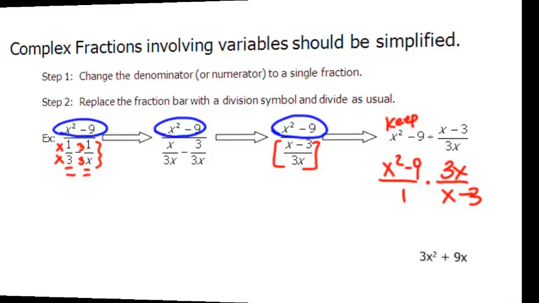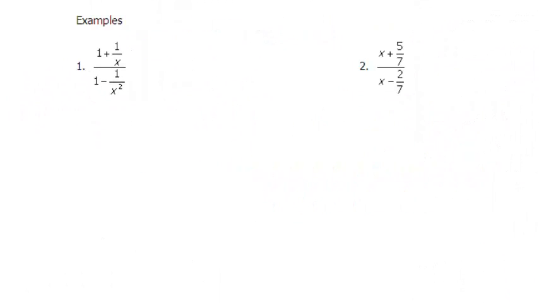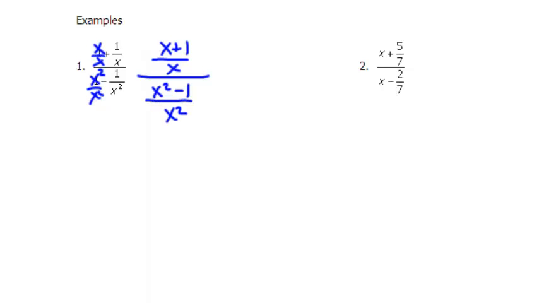Let's try an example. Looking at number 1. They both have fractions in their respective numerators and denominators. So what I need to do here is I need to change that 1. This is pretty easy actually, because we know 1 is x over x, and I know that x², making a common denominator, is x² over x². That's going to give me x plus 1 over x in my numerator, and x² minus 1 over x squared in the denominator.